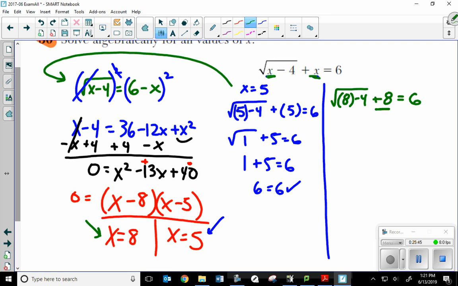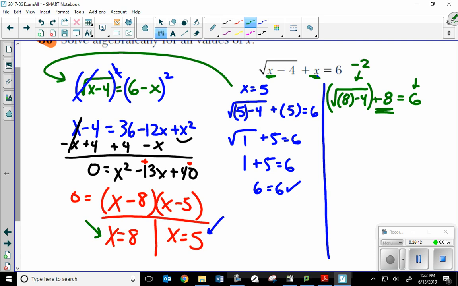Because if I have a positive 8, what do I need to combine with a positive 8 to get 6? Shouldn't this be negative 2 here? 8 minus 2 is 6. I will never get a negative value from a square root. If I have a negative value underneath a square root, I get an error in the calculator. It doesn't work. It's an imaginary number. Can't happen. So that's how I knew that wasn't going to work.